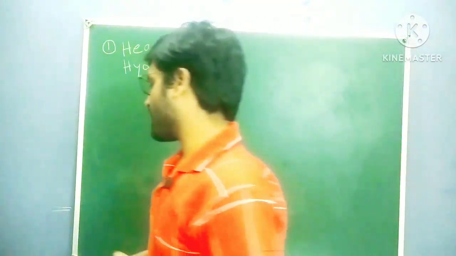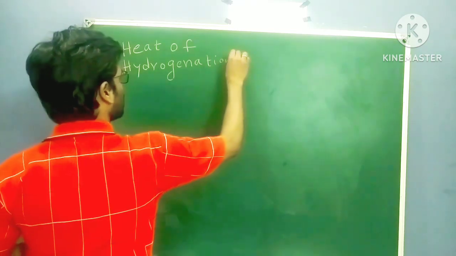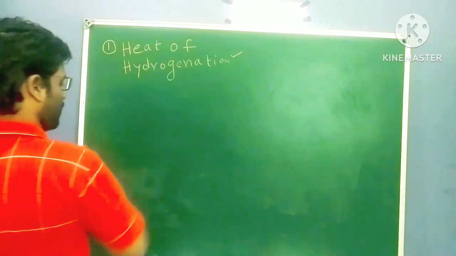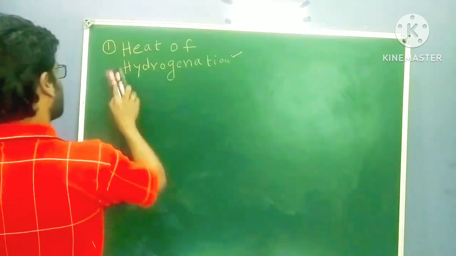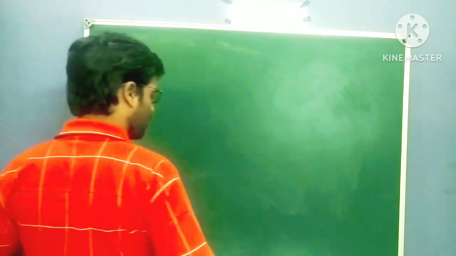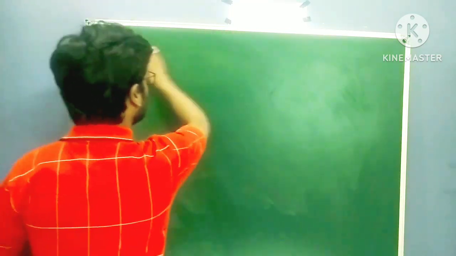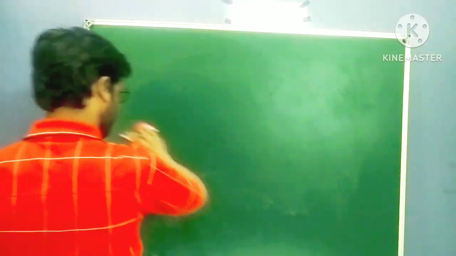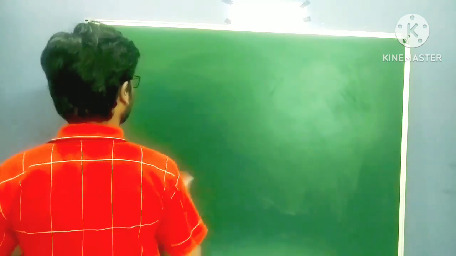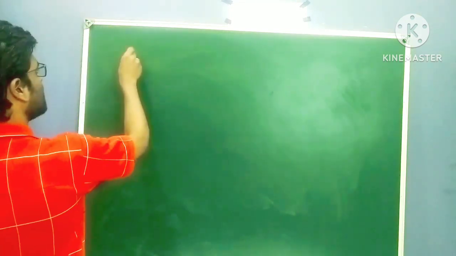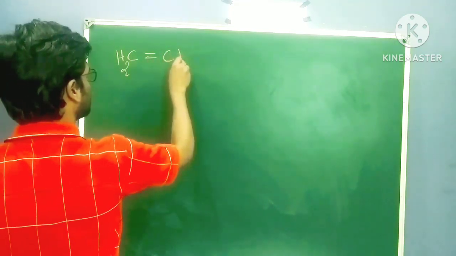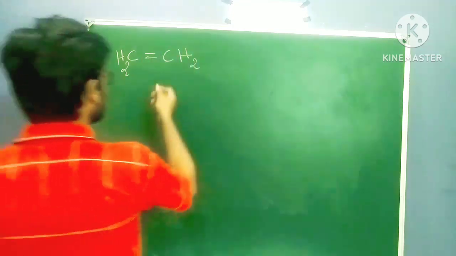Here the point is why we have to do hydrogenation. First of all, if we know what hydrogenation is, then we can move on to heat of hydrogenation. I am taking one system here, for suppose CH2 double bond CH2. This is an alkene.